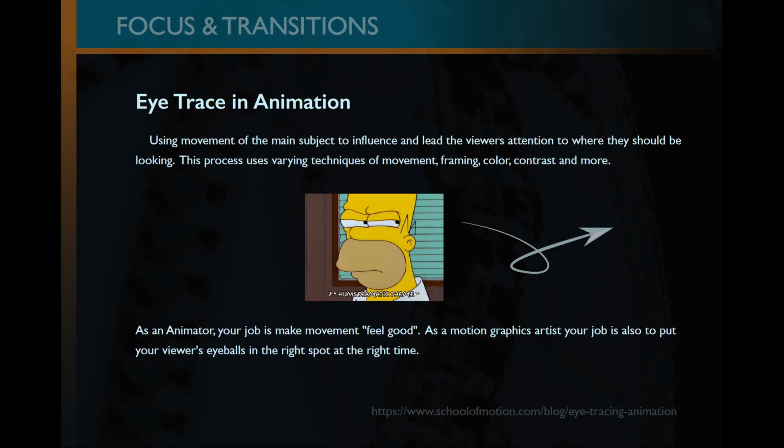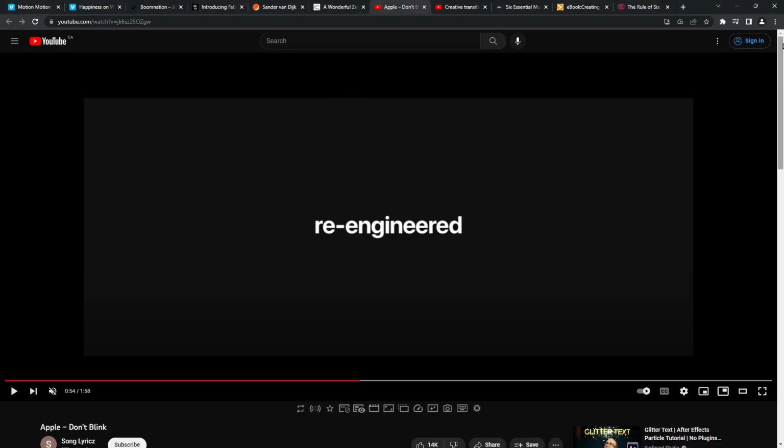Again, sort of blending into all of this is this idea of eye trace. We're basically just using the motion of the element, the main motion, the main object, whether that's text or a person or a letter becoming a water balloon, to lead and influence the viewer's eye, okay? So we can do that with movement, framing, color, contrast, all kinds of great techniques here. There's a great article by School of Motion, as usual.